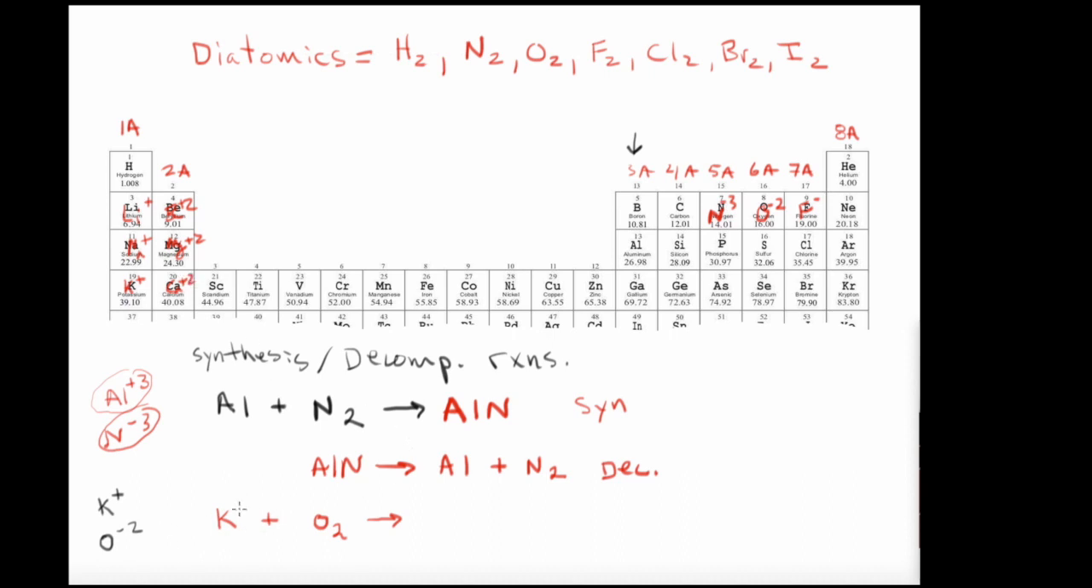So coming back to the reaction, we have in its natural form potassium metal plus oxygen in its diatomic form, and then when these two things combine, you should be comfortable with that, we're going to form K2O.